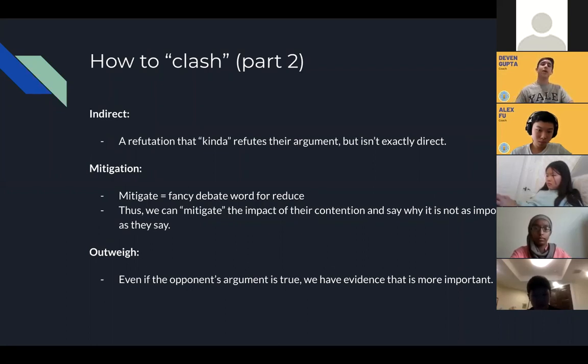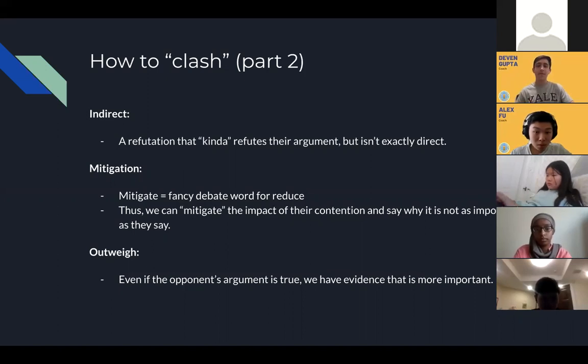Indirect claims are basically a refutation that kind of refutes the argument, but isn't exactly direct. Here are two of the main indirect sort of things. First is the mitigation. It's a fancy debate word for reduce. And it's basically saying we can mitigate the impact of the contention and say why it is not as important as they say.